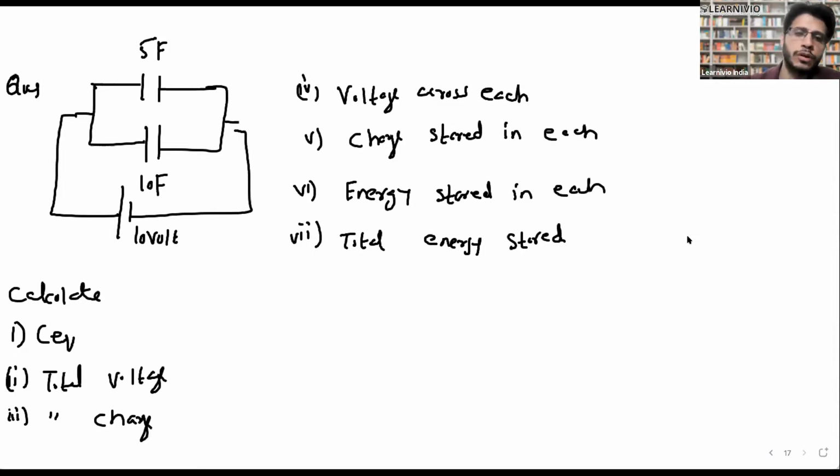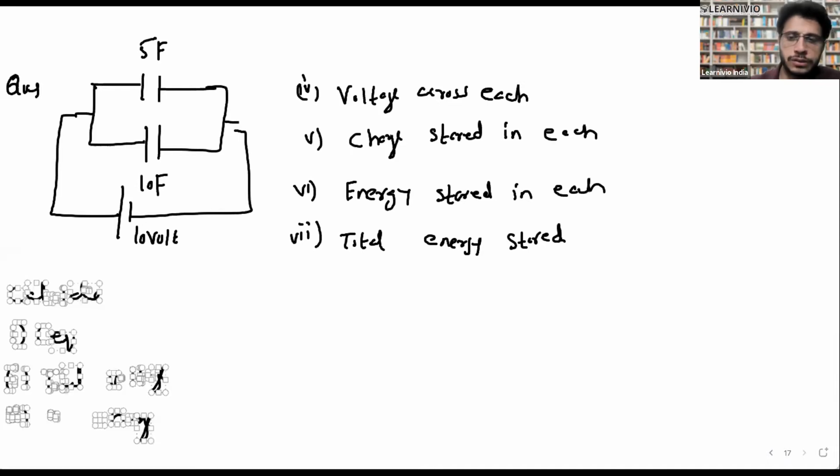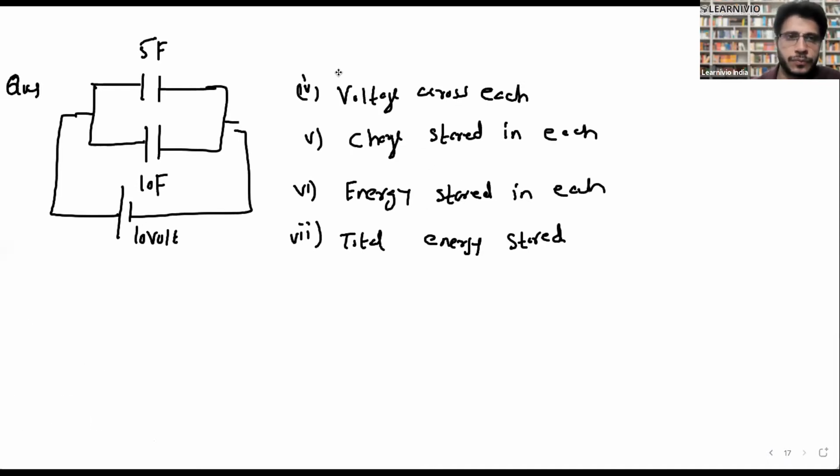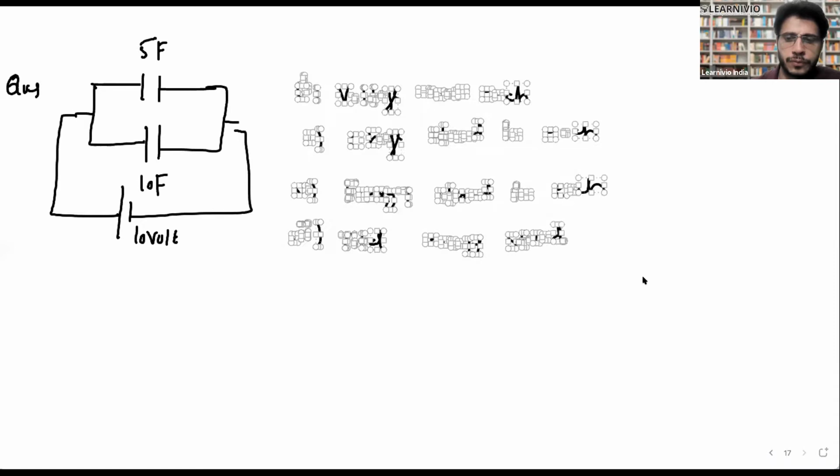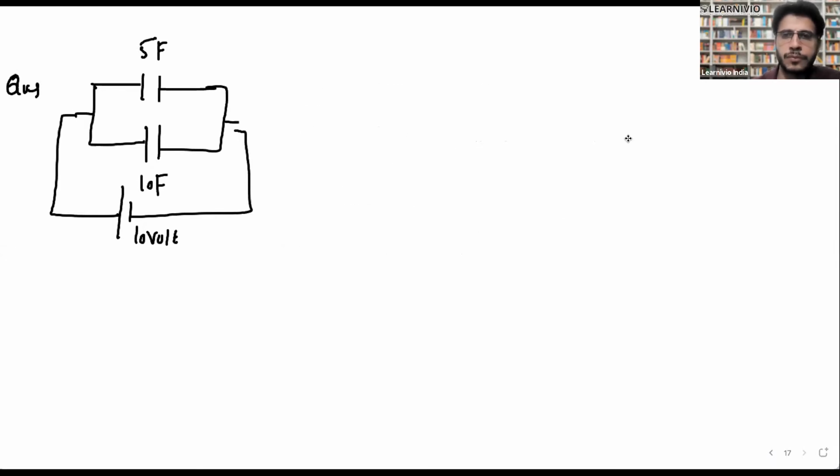Yes, Ahmed, you are correct. That means now you understand how to solve these circuits. See the first part. C equivalent is C1 plus C2. It will be 5 plus 10, which is 15 farad. In the second part, I need total voltage. Total voltage is 10 volt.